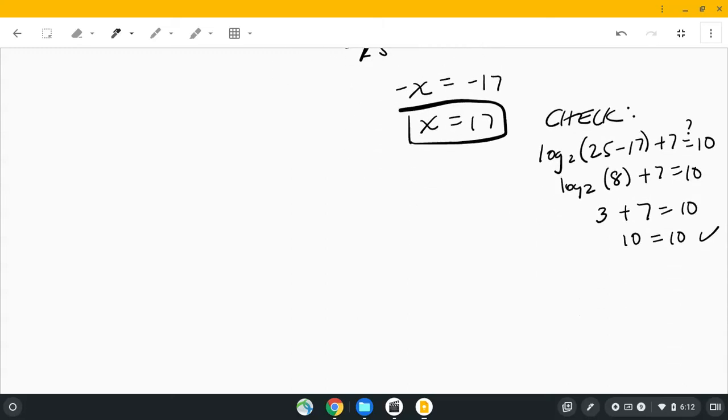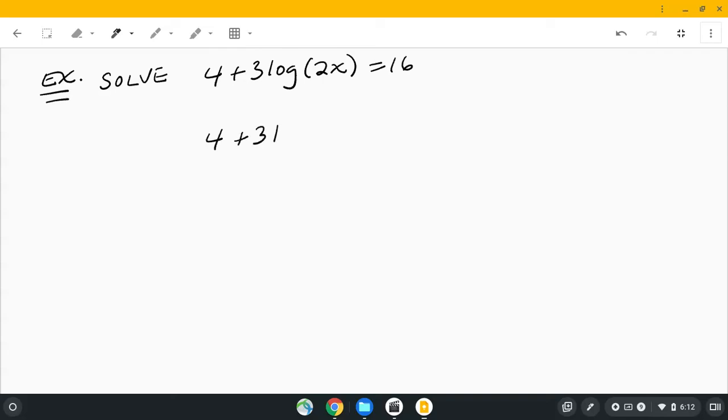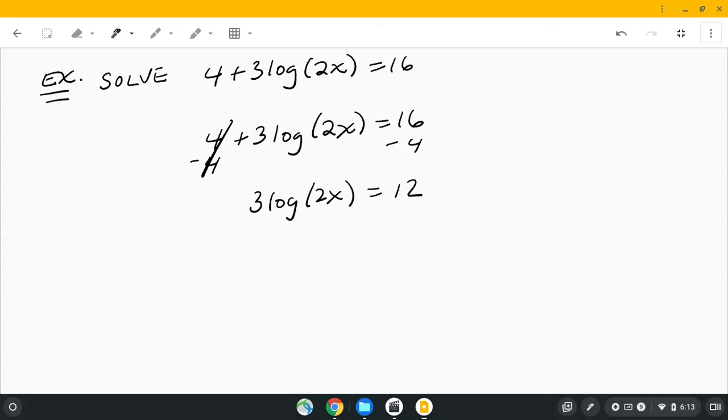All right, let's go ahead and take a look at another example. Okay, let's go ahead and solve this one. Solve 4 plus 3 log 2x equals 16. Okay, so let me bring it down here. 4 plus 3 log 2x equals 16. All right, get the log by itself. So I'm going to subtract 4 on both sides. I get 3 log 2x equals 12. Divide both sides by 3. I get log 2x equals 4.